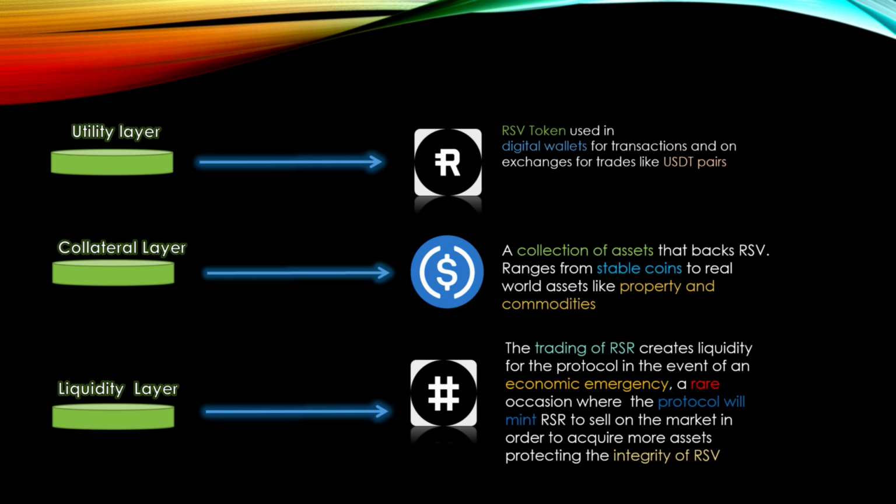So the protocol will only mint RSR tokens in the event of an emergency, and this will be a very, very rare black swan event. It's basically equivalent to what happened back in March of 2020 to Bitcoin or to the entire stock market. In the event of an economic emergency, a black swan event, the protocol will mint RSR to sell on the market to buy more collateral assets to protect the integrity of RSV. And so basically the liquidity layer acts as a fail-safe mechanism.